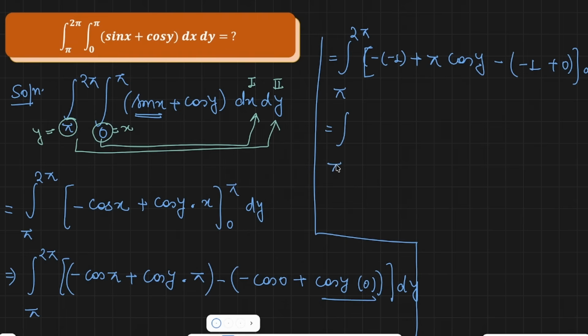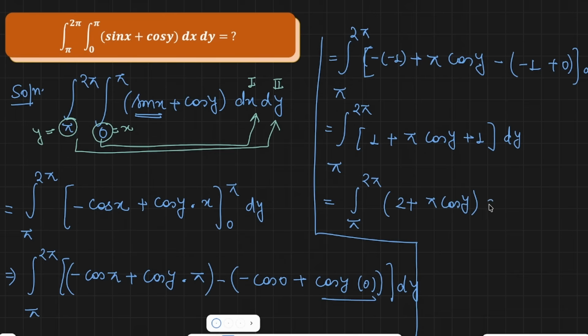Now it is pi to 2 pi, plus 1 plus pi cos y, and this is plus 1 again, and this is your y. So now it is from pi to 2 pi, and it is 2 plus pi cos y dy. Now what to do? Just integrate with respect to y. So it will be 2y plus pi, and the integration of cos y is equal to sin y, from pi to 2 pi.